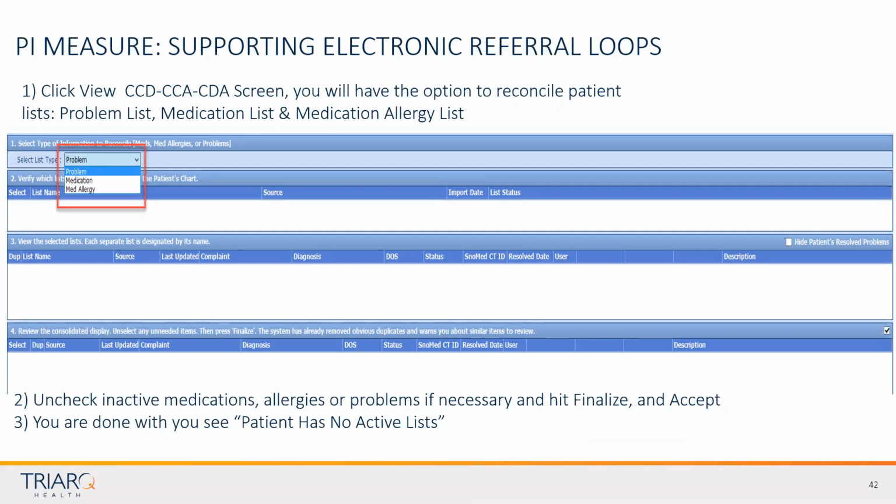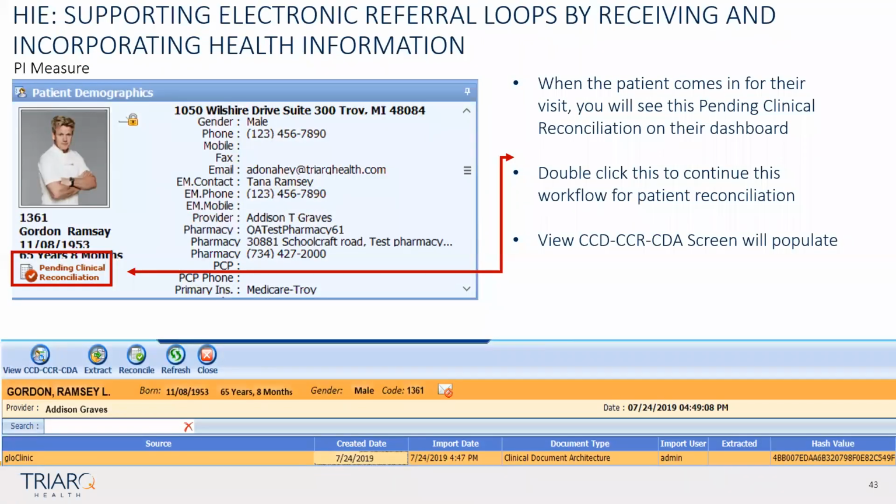Now, another side of this measure too is the reconciliation. So when we're pulling in CDA information, we want to make sure we're also able to reconcile the patient's problem, medication, and medication allergy lists. In order to do that, you can actually double click on the pending clinical reconciliation screen that you might see on the patient demographics there.